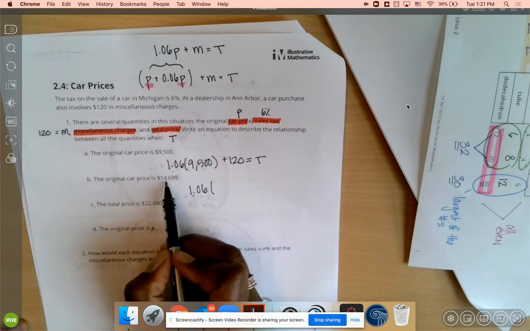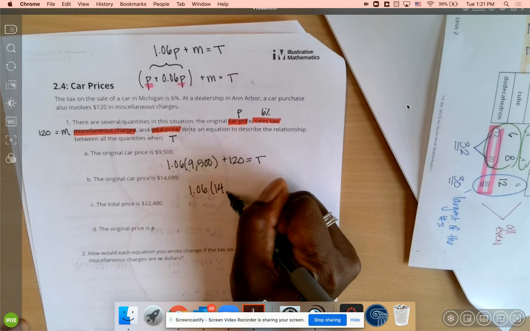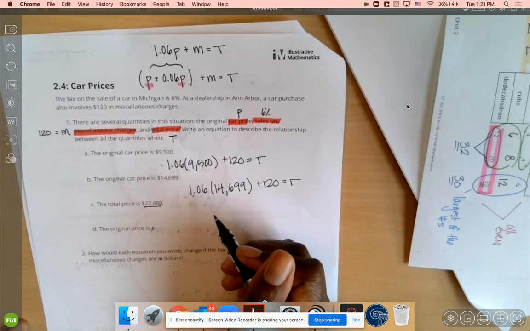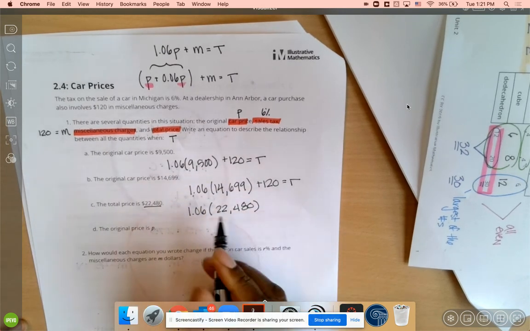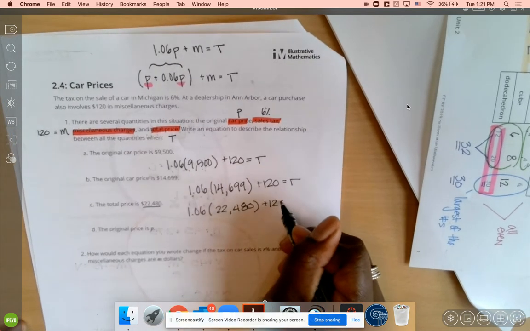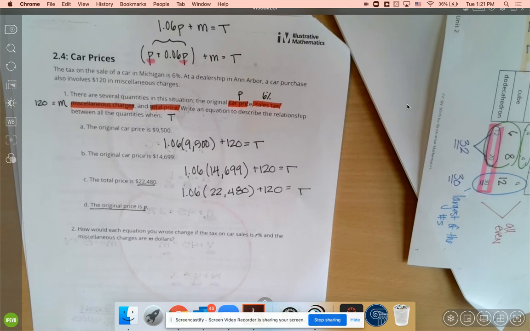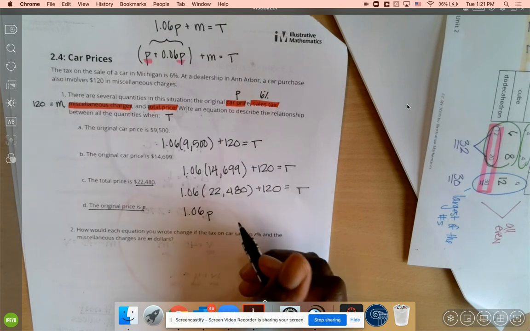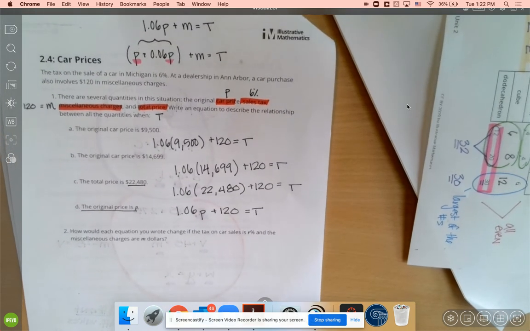So again, I know the tax and I know the price. So combined, it's going to be 1.06 of the total price plus the miscellaneous fees. When the car costs $22,480, again, it's just going to be 1.06 of the cost plus the miscellaneous fees equals T. And then I'm going to generalize that relationship. So instead of a specific price, for any price P for a car, it's going to be 1.06 times P plus 120 equals the total price of the car. Take a second to check over your work and make sure you understand how each of the equations came to be.